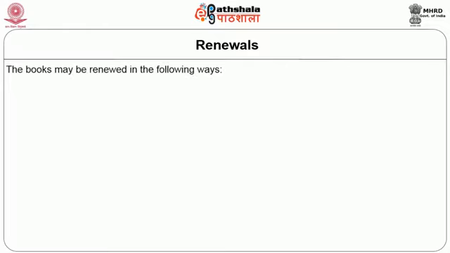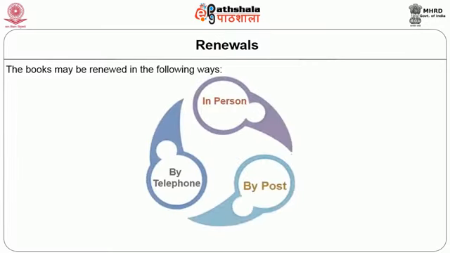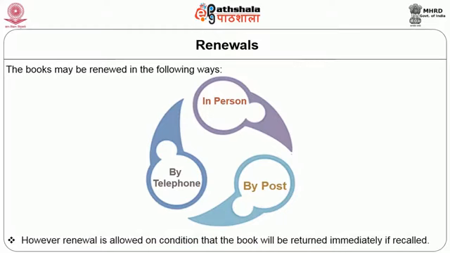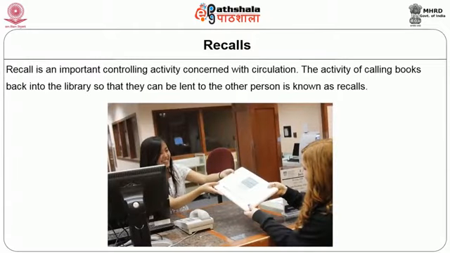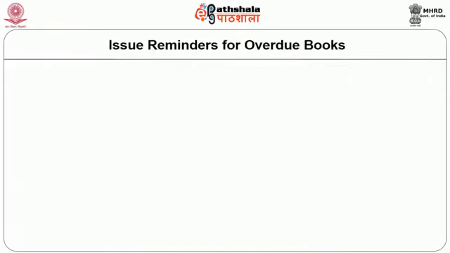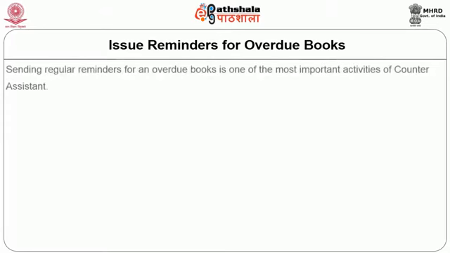Books may be renewed by presenting the book in person or by post or by telephone depending on the library policy. However, renewal is allowed on condition that the book will be returned immediately if recalled. Recall is an important controlling activity concerned with circulation. The activity of calling books back into the library so that they can be lent to another person is known as recalls. Then issue of reminders for overdue books.